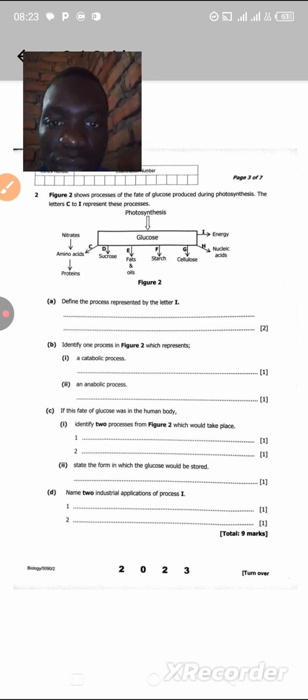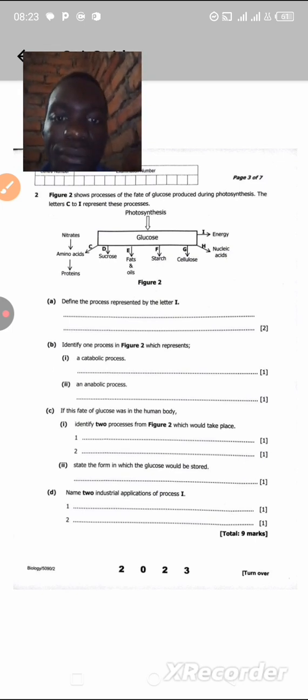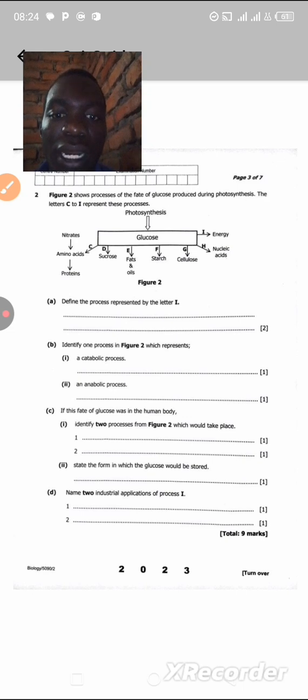Then number 2: state the form in which the glucose could be stored. If it was in human beings, glucose could be stored in the form of glycogen. In plants, it is stored in the form of starch under process F. But in animals, which includes human beings, it is stored in the form of glycogen.